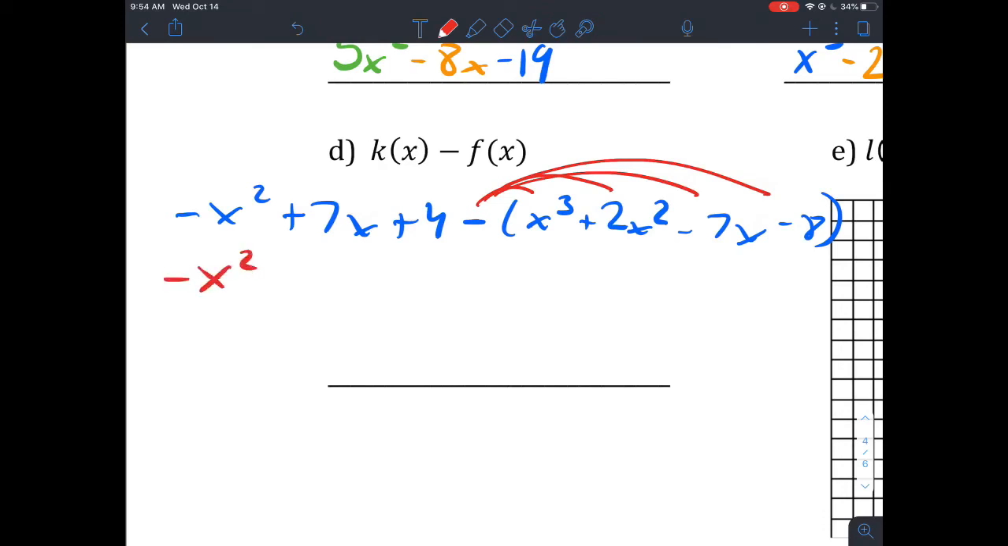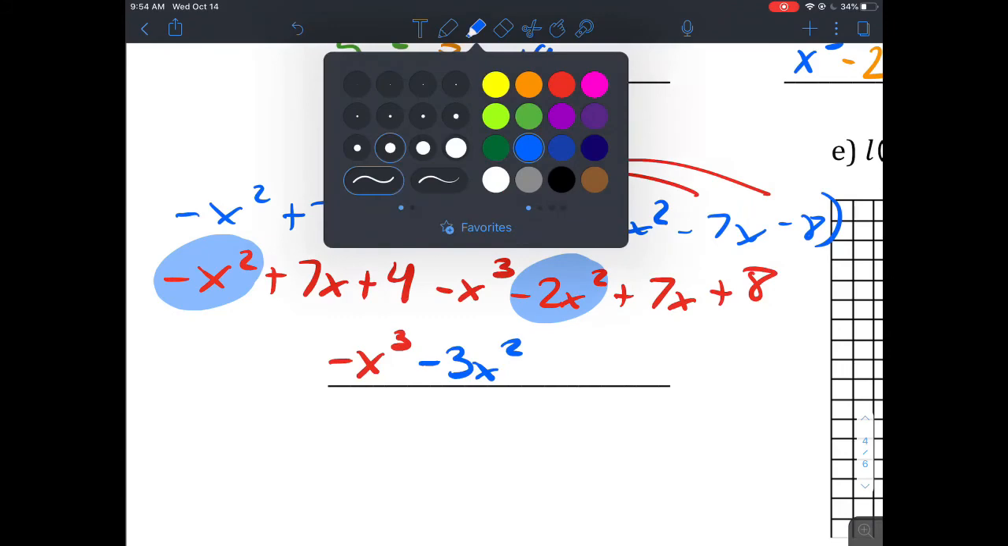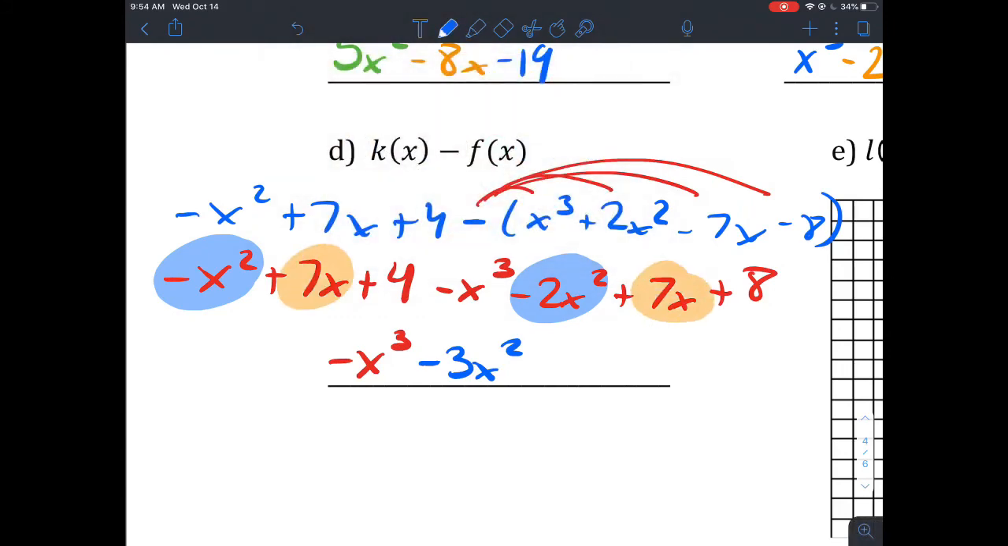So when I do this, I get negative x squared plus 7x plus 4 minus x cubed minus 2x squared plus 7x plus 8. Now I'm going to combine like terms here. So I've got my negative x cubed out in front. This is very important, that negative needs to stay with the x cubed. All right. And then we get a negative x squared and a negative 2x squared, which is going to give us a negative 3x squared. Then we've got a 7x and a 7x, which is going to give us a 14x.